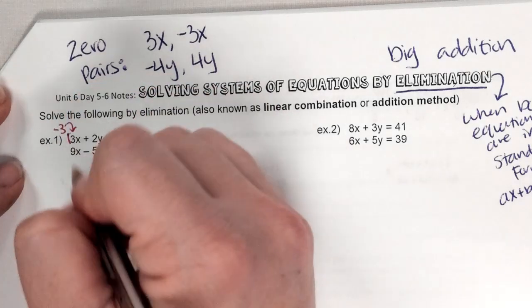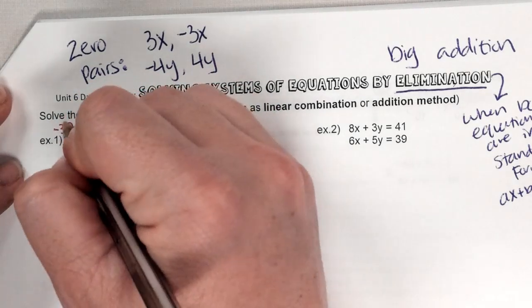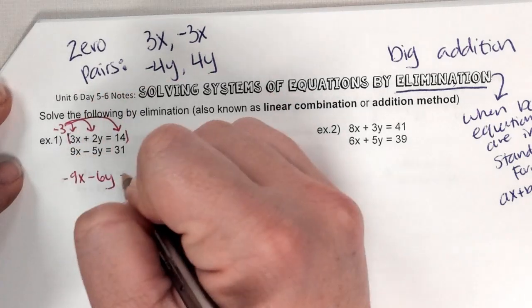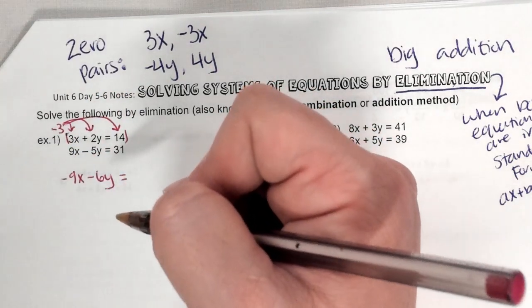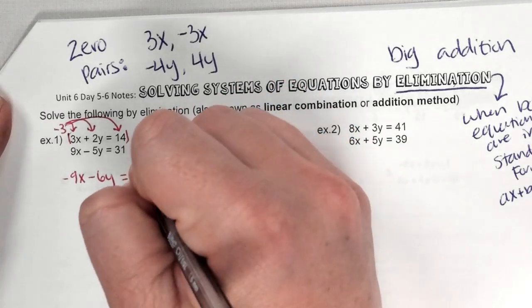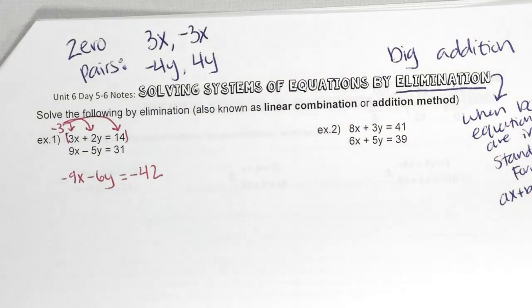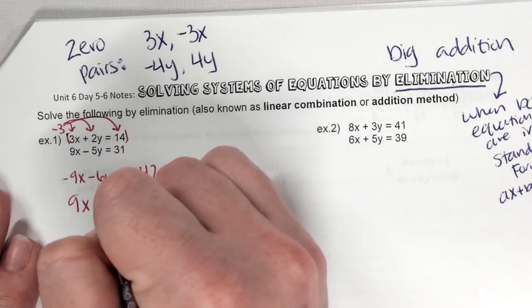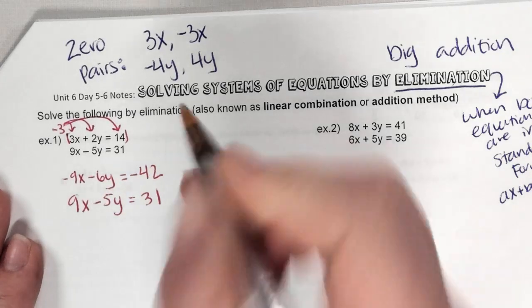And I have to multiply everything. So that becomes negative 9x minus 6y equals negative 42. Okay, so then we're going to rewrite that second equation. I have 9x minus 5y equals 31.